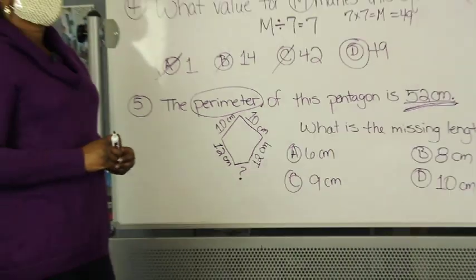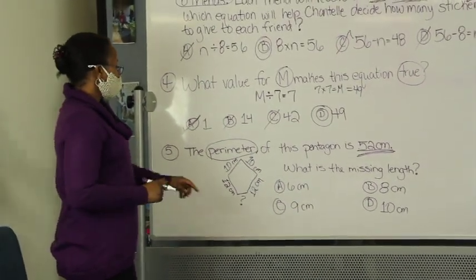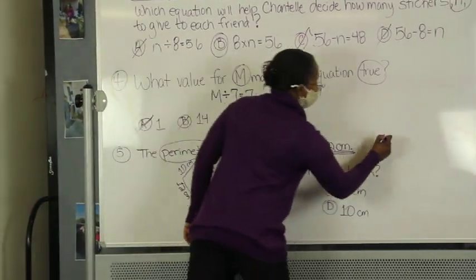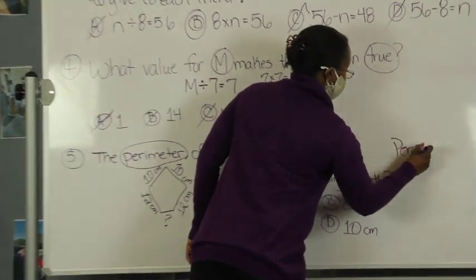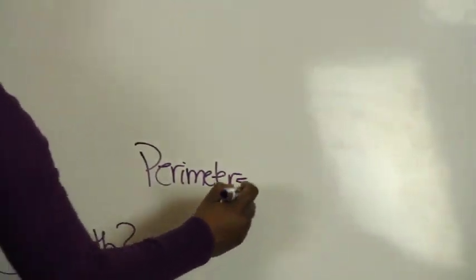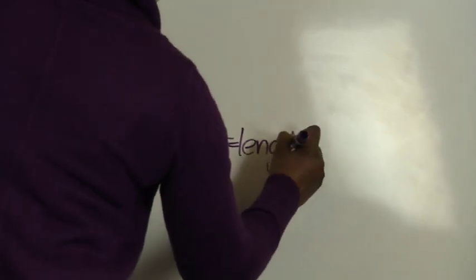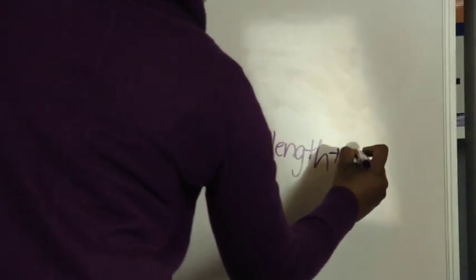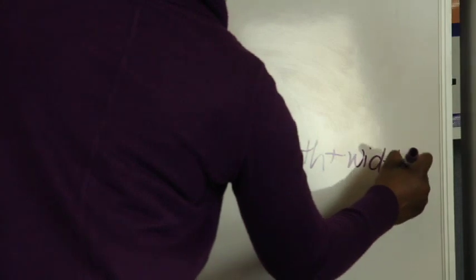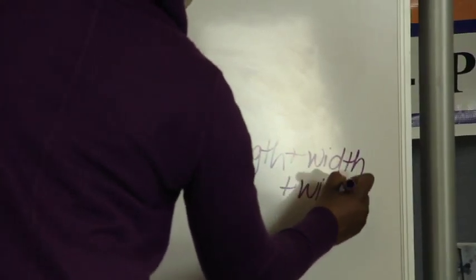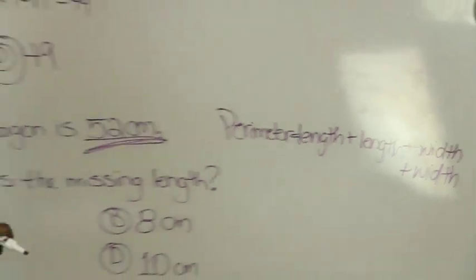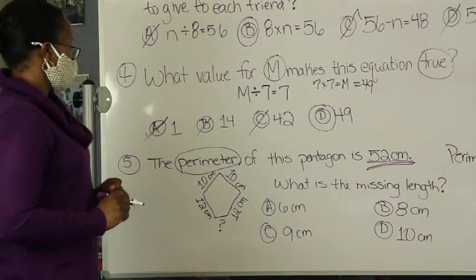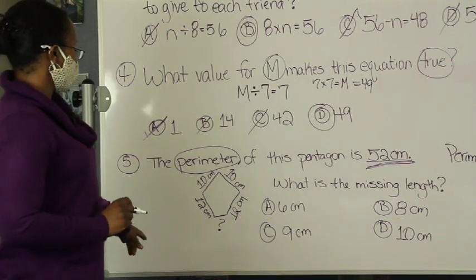Now you think, this is perimeter. What do I know about perimeter? I got it circled for a reason. Perimeter is, I'll stick it over here. Length plus length plus width plus width. So all the sides added together. This is addition, okay? So you can start by trying to solve the problem so far.